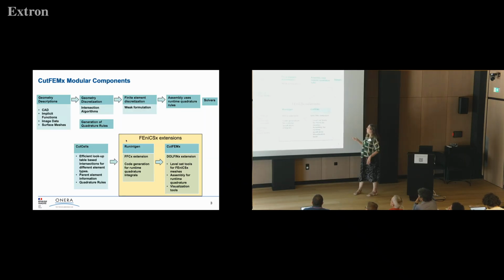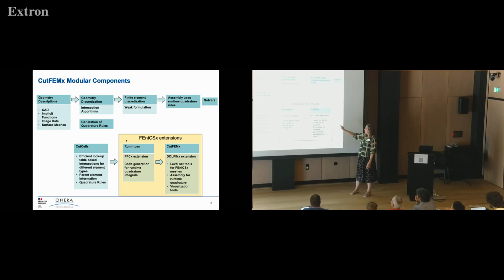So instead of one tool, I developed 3 different packages, essentially, that reflect a little bit this workflow. So 3 different modular components. The first component is cut cells, which does intersection routines, typically between level sets and different mesh cell types, and also generation of these quadrature rules. So what you've seen on the first slide, the geometrical intersection. This is a tool that's independent of FEniCSx.